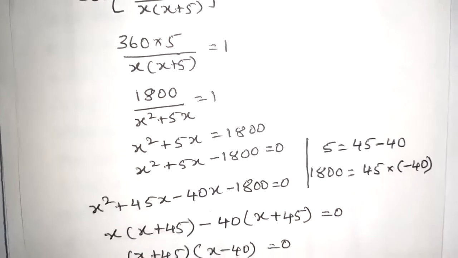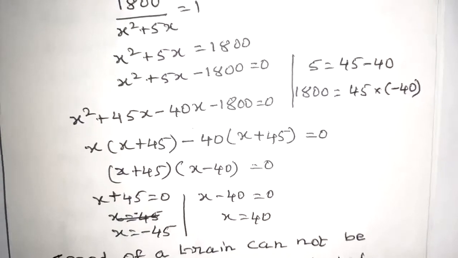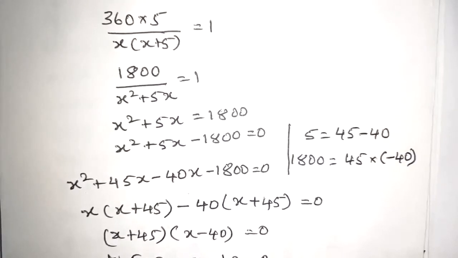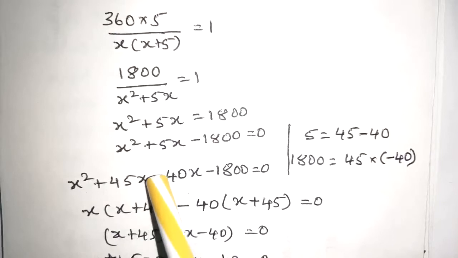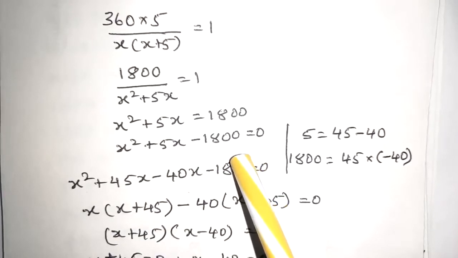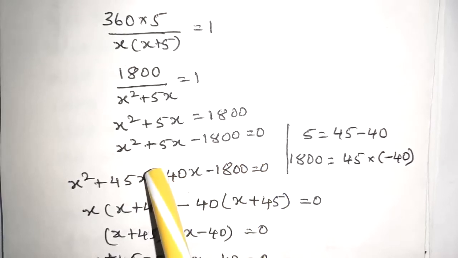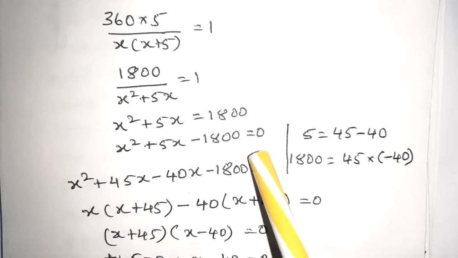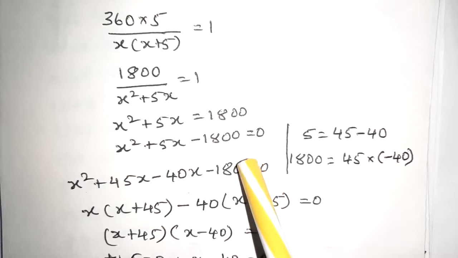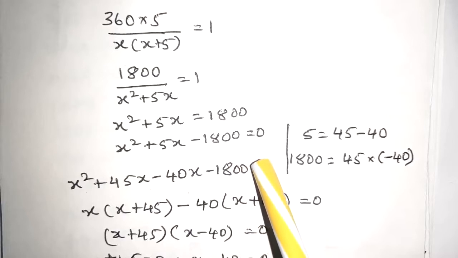Now finally we get a quadratic equation. The quadratic equation is x square plus 5x minus 1800 equal to 0. This quadratic equation can be solved by factorization method or quadratic formula method.